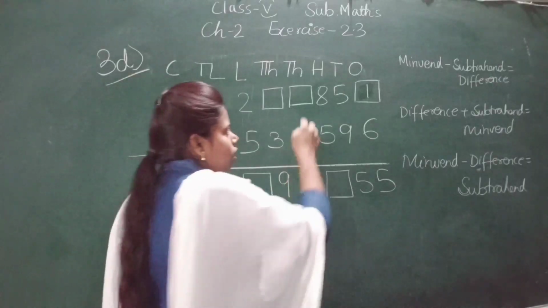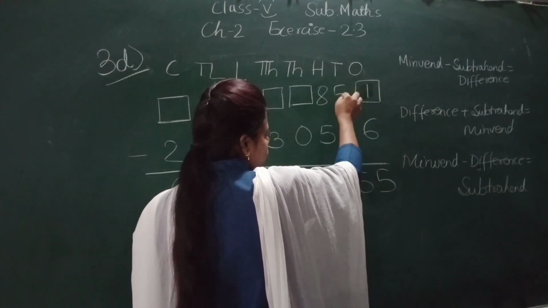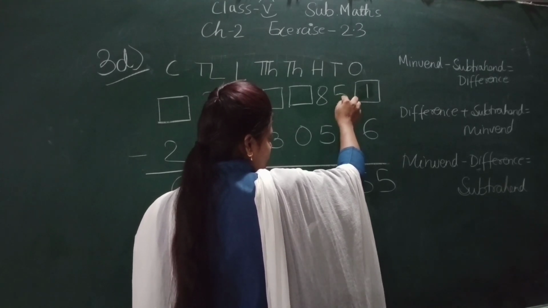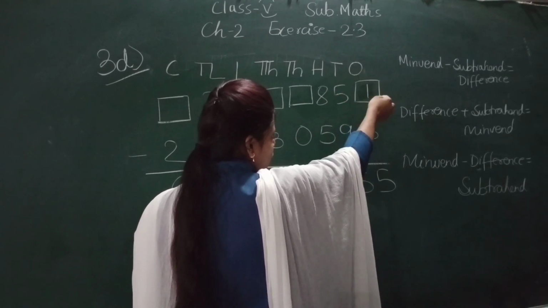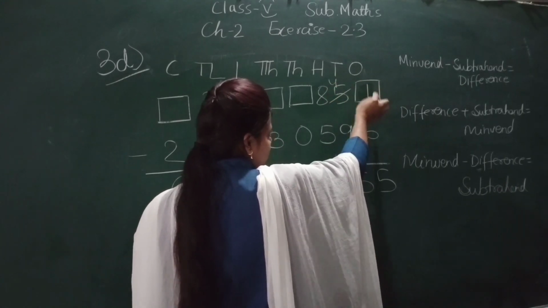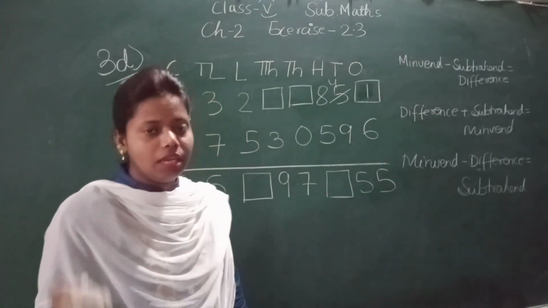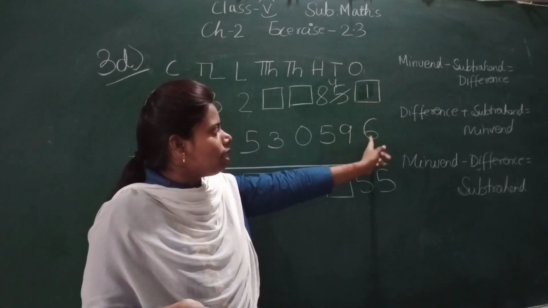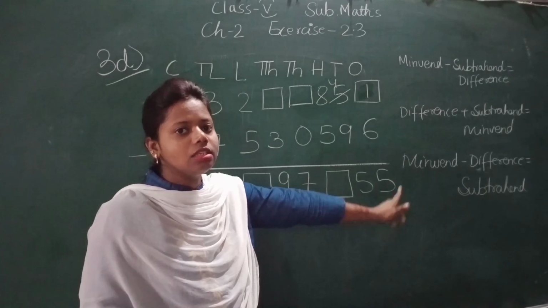And how has it become 11? This was 5. This 5 has given 1 as borrowing to this 1. So this 5 has become 4 and this 1 has become 11. That is why, can you see now, 11 minus 6 is 5.